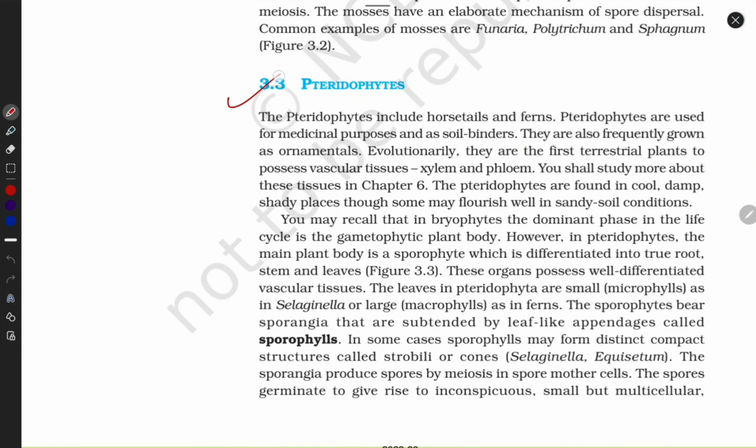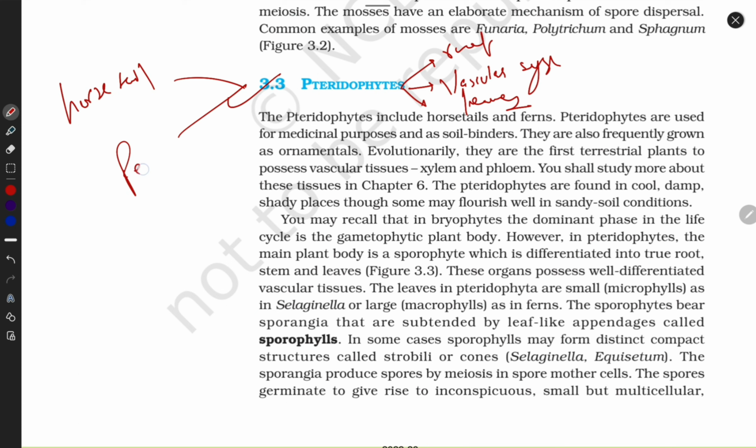Let's begin with pteridophytes. Now, what is the special thing about pteridophytes? They have a vascular system. Another property is that they have true leaves and true roots. Pteridophyta includes horsetails and ferns.